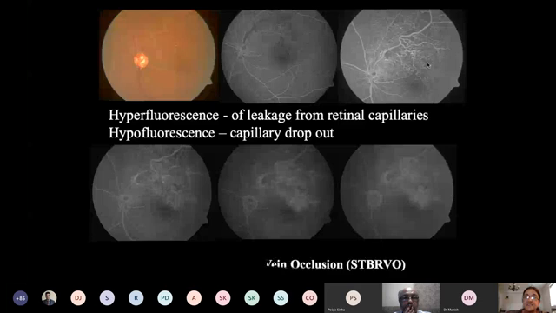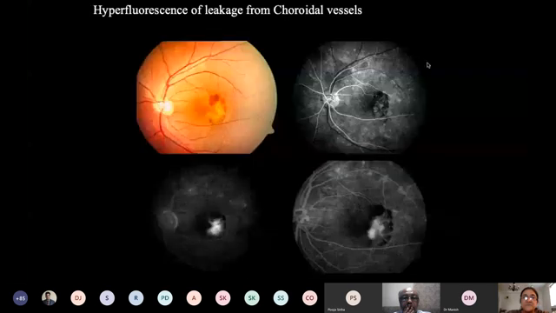This is how I will be running through my other images, and I would be happy if Dr. Saurabh can even ask questions and we can get answers related to the images. Now this is another image that I am showing. So you have a color fundus photograph.